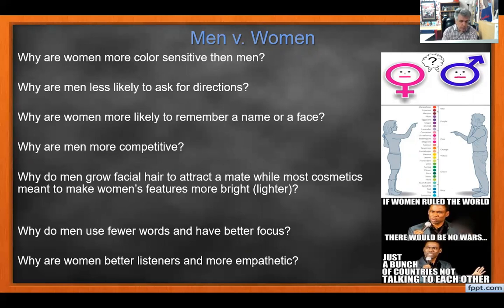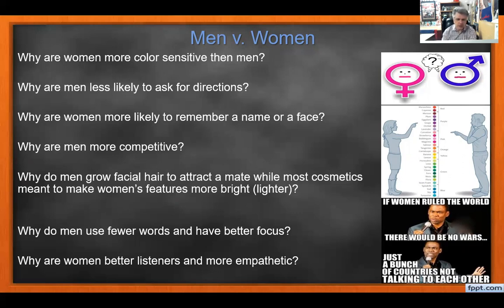Women are more likely to remember a name or a face because women are more in charge of raising the kids and communicating with other families, etc. So those genes go forward. Men are more competitive because resources are scarce. And if you're not competitive, you don't get the wife, you don't get the food, you don't pass stuff forward from one generation to the next.